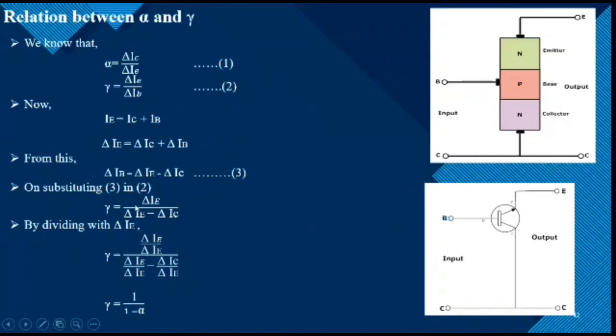So by dividing this whole term by delta IE, we can write it as delta IE divided by delta IE, whole divided by delta IE divided by delta IE minus delta IC divided by delta IE. This becomes 1 divided by 1 minus delta IC by delta IE. This is the value of alpha. So we can write gamma is equal to 1 by 1 minus alpha. This is the relation between alpha and gamma.